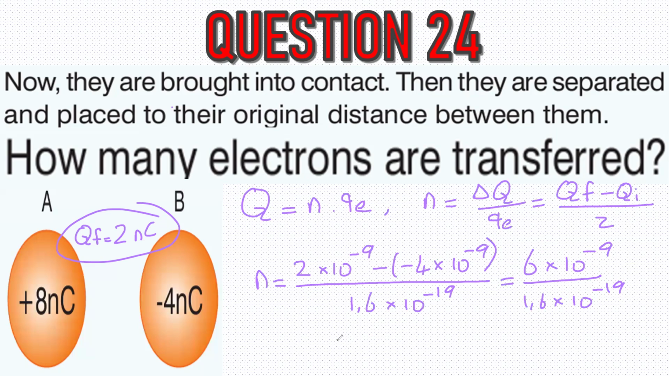3.75. N is equal to 3.75 times 10 to the power of 10 electrons. Done. As you see, after a long calculation, we calculated how many electrons transferred. 3.75 times 10 to the power of 10 electrons moving from B to A. You know the direction already, right? So we can carry on with our next question.